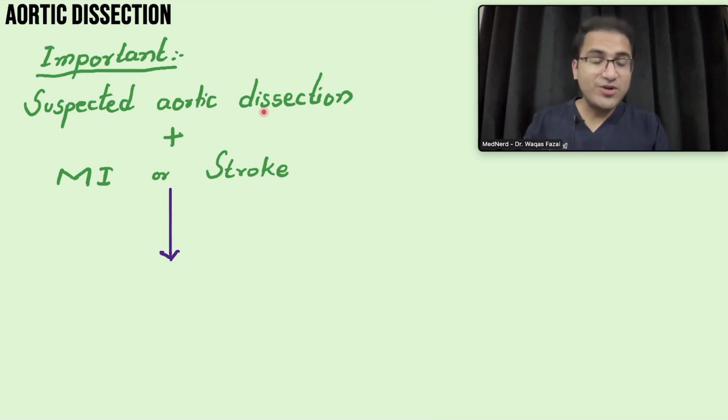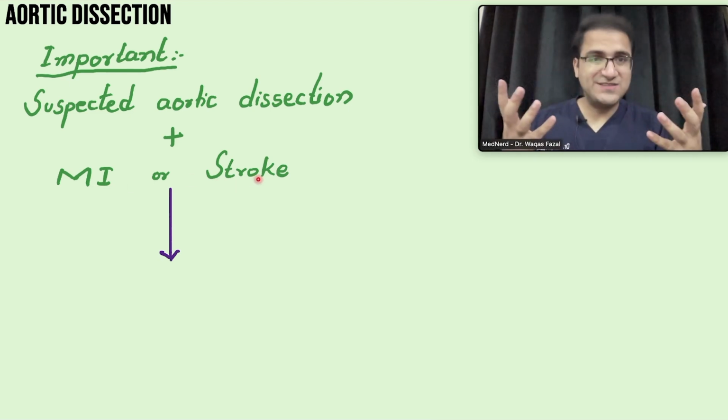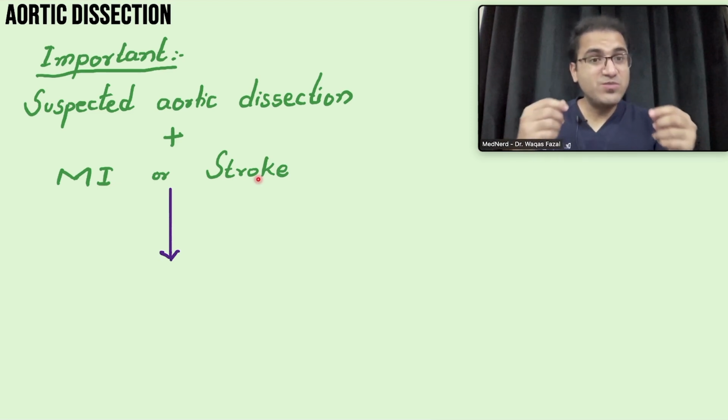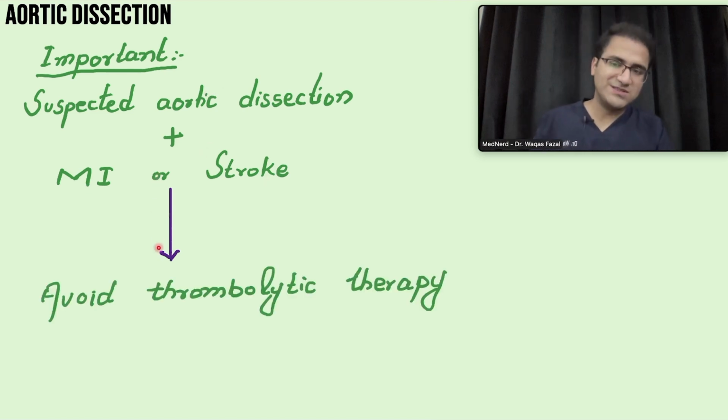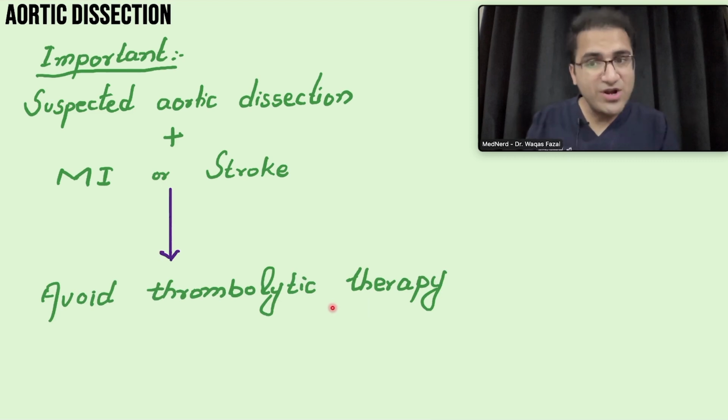If you suspect aortic dissection and the patient is also having MI or stroke, now as we know, for treatment of MI and stroke, we do thrombolysis. We give tissue plasminogen activator. So in such cases where the patient is having aortic dissection, for the treatment of MI and stroke, you cannot do thrombolysis. Thrombolytics are avoided in such cases.